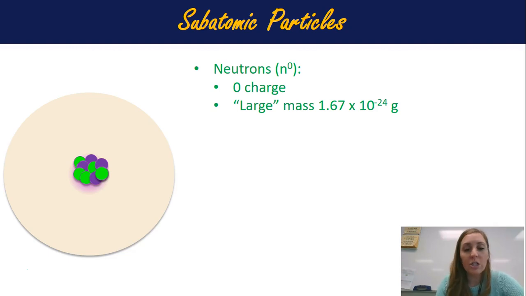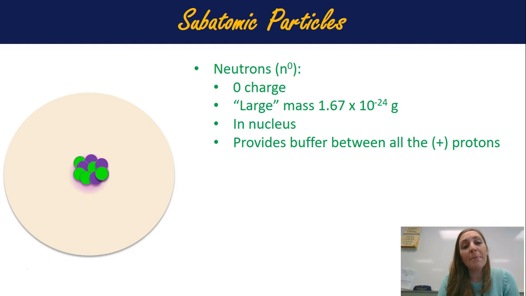These are also large. They are the same mass as the protons. And when you get into nuclear decay, you'll find out why these have the same mass. But these are also your large subatomic particles. So out of the insanely small things that are smaller than we can process, these are larger than the other ridiculously small things. These are also in the nucleus, and they provide a buffer between all the positive protons.